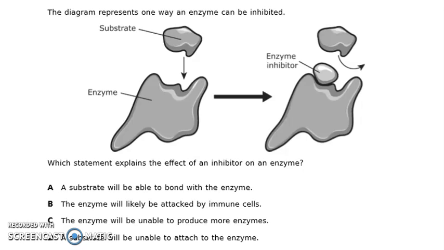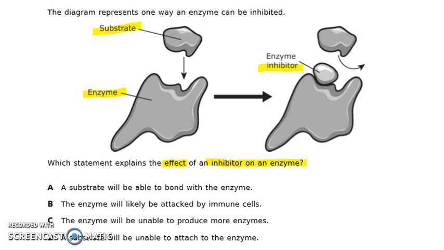The diagram represents one way an enzyme can be inhibited. So we've got a substrate labeled, an enzyme labeled, and an enzyme inhibitor labeled. Which statement explains the effect of an inhibitor on an enzyme? So let's highlight some important information. We have a substrate, we have an enzyme, we have an inhibitor. And in the question, it's saying which statement explains the effect of an inhibitor on an enzyme.